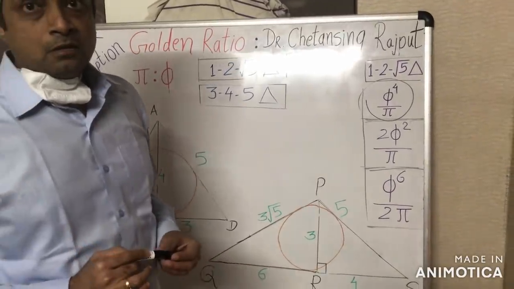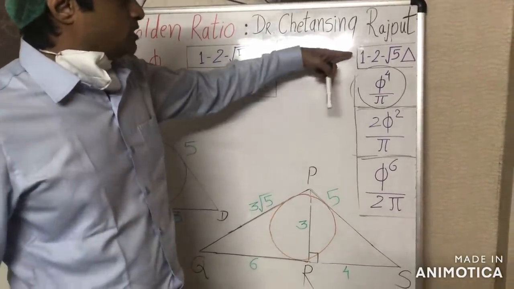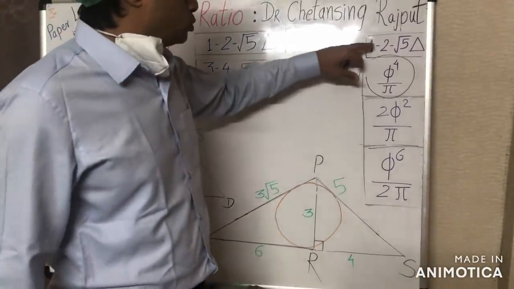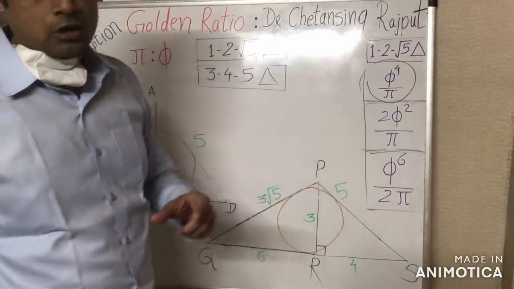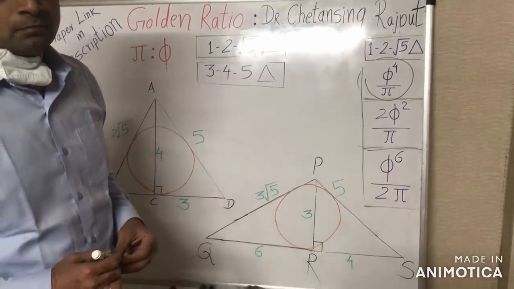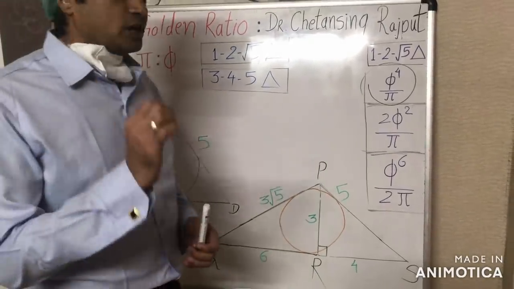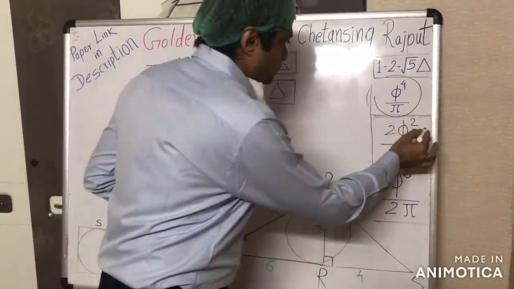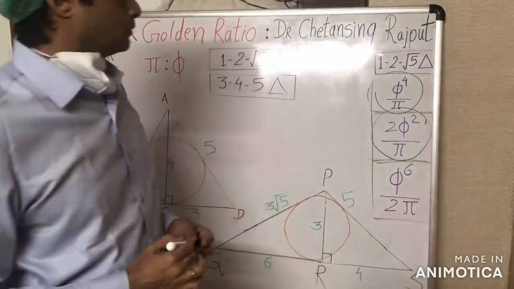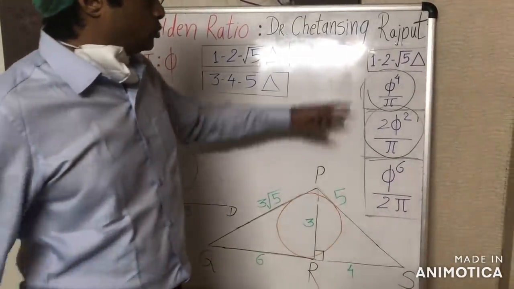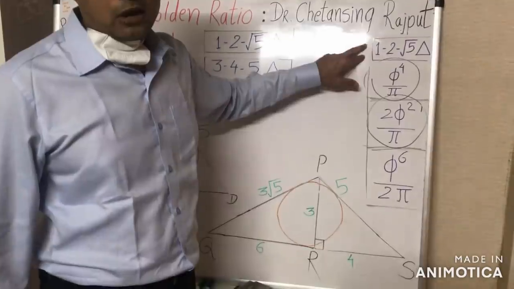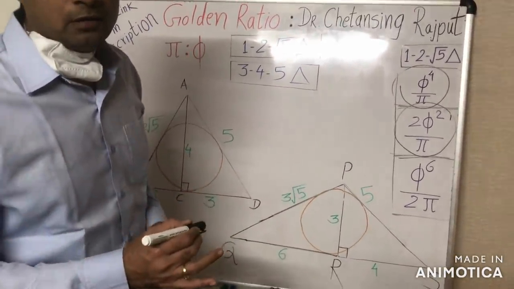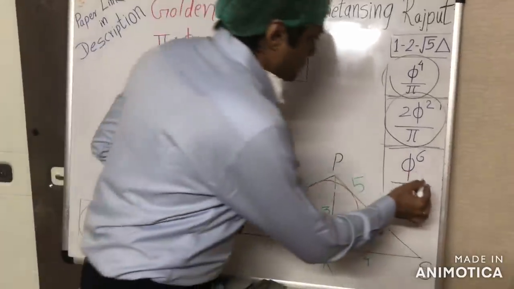Similarly, if we connect a couple of 1 to root 5 triangles along their longer catheti, here also we find a precise ratio between the combined triangle and its incircle in the form of this equation. And if we connect two such triangles along their shorter catheti, the ratio between the combined triangle and its incircle is in this form.